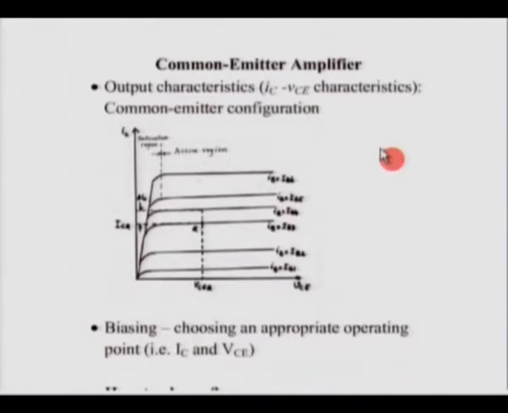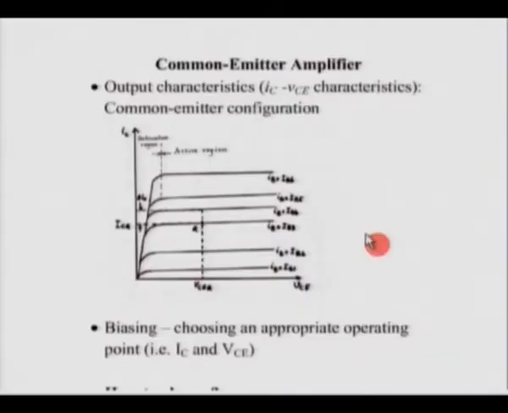Now, the first thing we need to consider when we talk about a common emitter amplifier is to have an idea about the output characteristics and to decide how you go about it. One of the most important things about a discrete amplifier is that you need to bias the device, in this case a BJT, with a proper operating point.